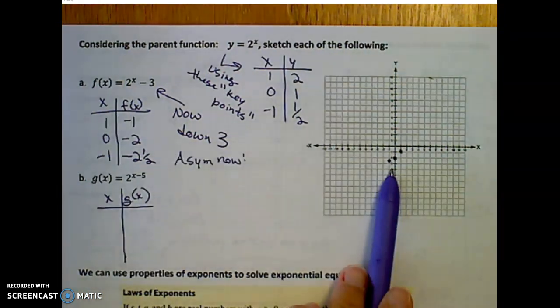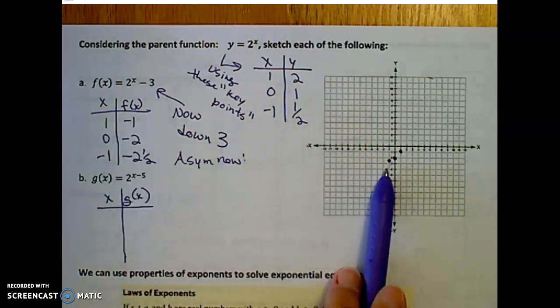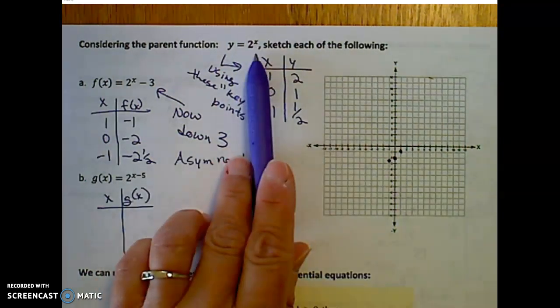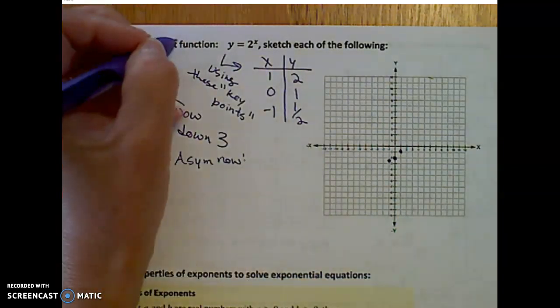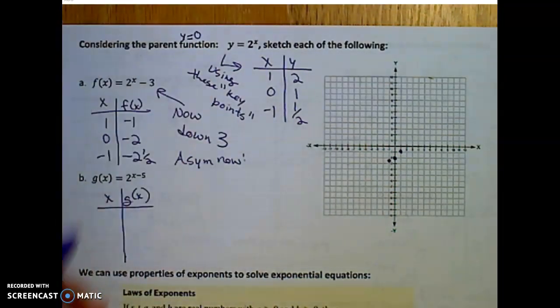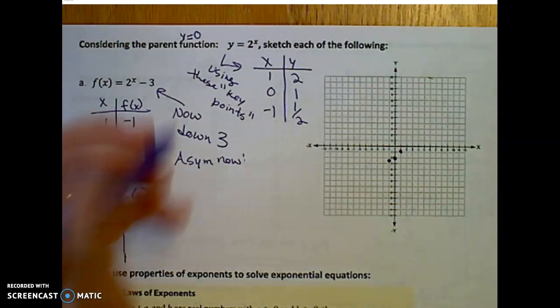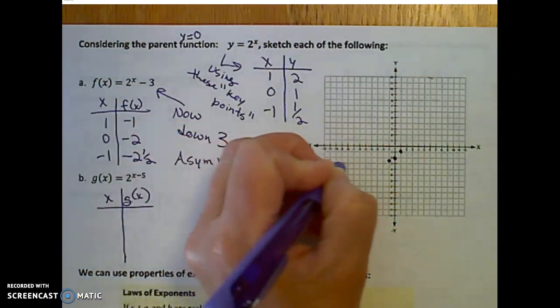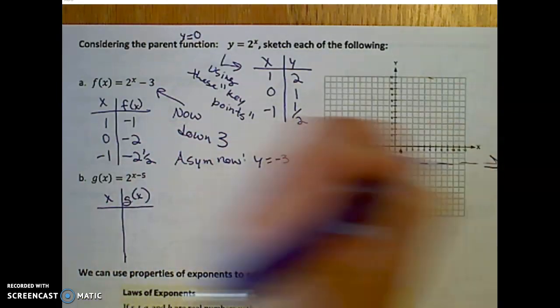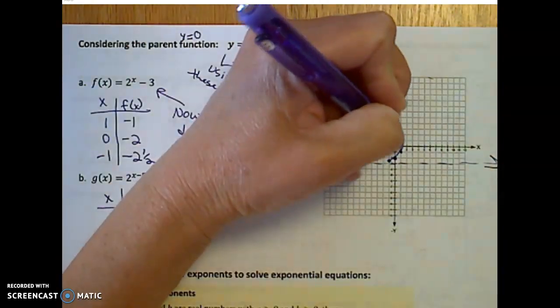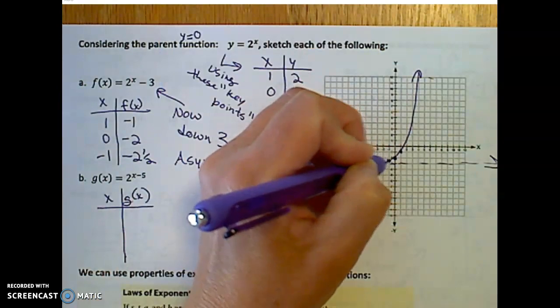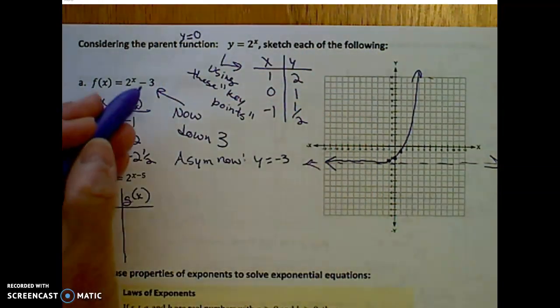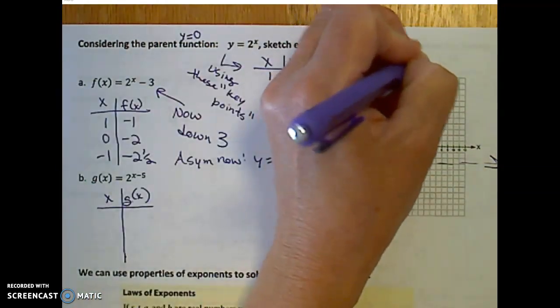For my exponential function, there's my ordered pairs. Now imagine if I take that parent function, which did have an asymptote at y equals 0, and I shift it down 3, that asymptote becomes y equals -3. So I like to sketch that asymptote and then connect those points. And there's a nice little exponential function shifted down 3, and that's my graph of f of x.